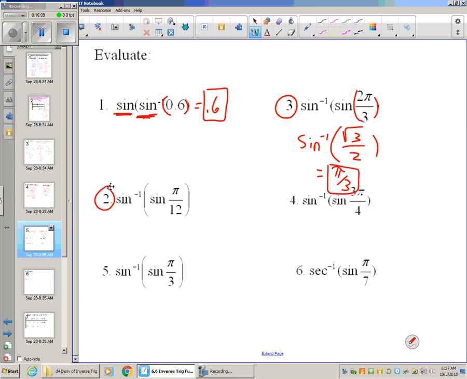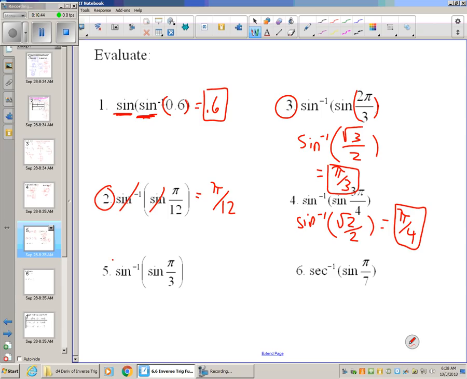For number 2, since pi over 12 is in the first quadrant, the sine inverse just undoes the sine, and we're left with pi over 12. Sine of 3 pi over 4 is not in the first quadrant, that's in the second quadrant. That's not within the domain of sine inverse, so you actually have to do a little bit of math there. But it's not too bad. The sine of 3 pi over 4 is just positive square root of 2 over 2. And then the sine inverse of that, restricted to the first quadrant, would just be pi over 4. Again, not too bad.